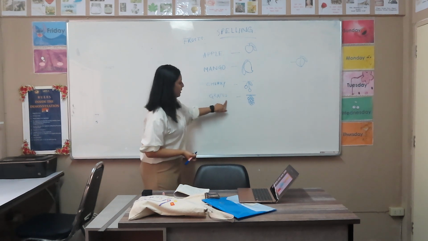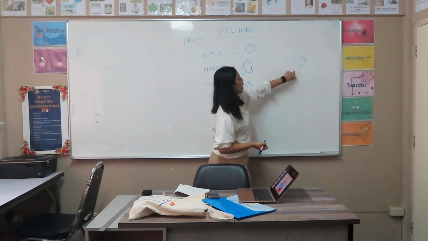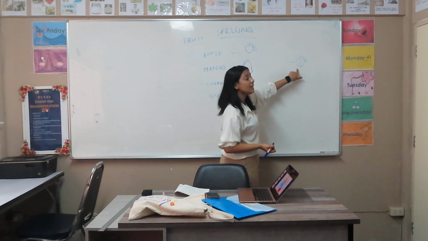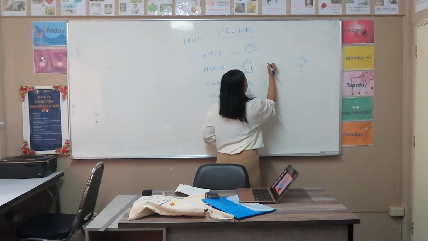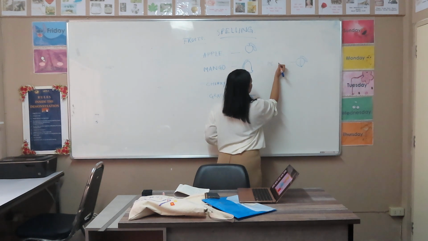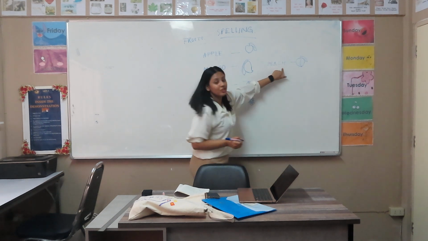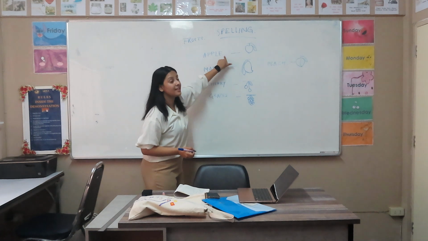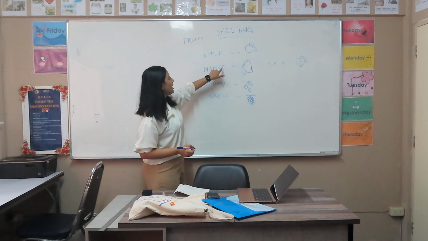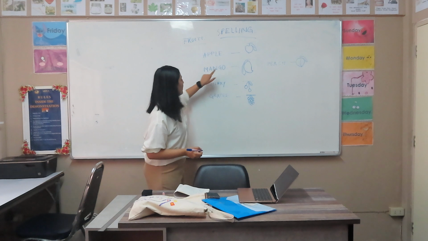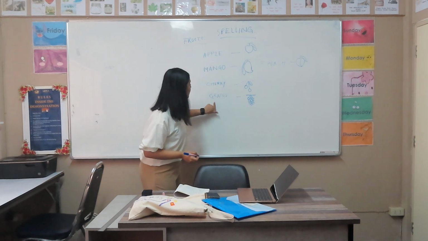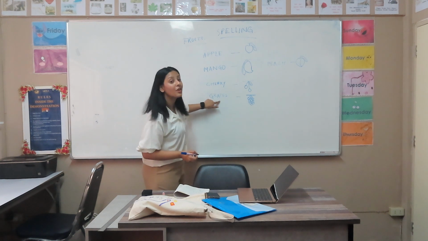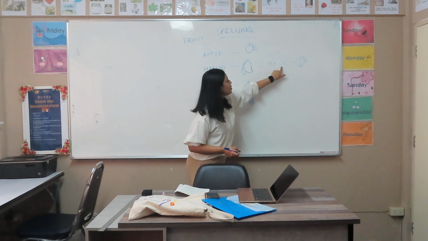G-R-A-P-E-S. Grapes. Okay? This is peach. What is this? Peach. Everyone say peach. Yes. Now spell it. P-E-A-C-H. Peach. What is this? Apple. Say apple. Yes. And say mango. Right. And this is cherry. Say everyone cherry. This is grapes. This is peach.